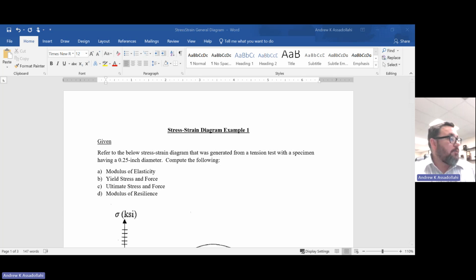To get the ball rolling, I am going to share my screen, and I'm going to share a Microsoft Word file that has an example of a stress strain diagram type of problem. Here we're being given a stress strain diagram, and we're being told that it was generated from a tension test with a specimen having a 0.25 inch diameter, and we're being asked to compute the following: modulus of elasticity, which we also call Young's modulus, yield stress and force, ultimate stress and force, and modulus of resilience.